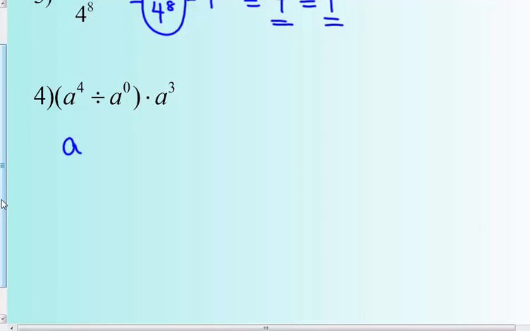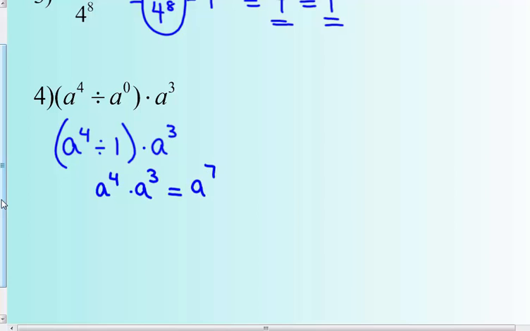Well, I'm going to change that to a to the fourth divided by 1, because that's going to help here, which is just a to the fourth times a to the third. Well, this just equals a to the fourth times a to the third. Keep the base and add the exponents. I get a to the seventh.